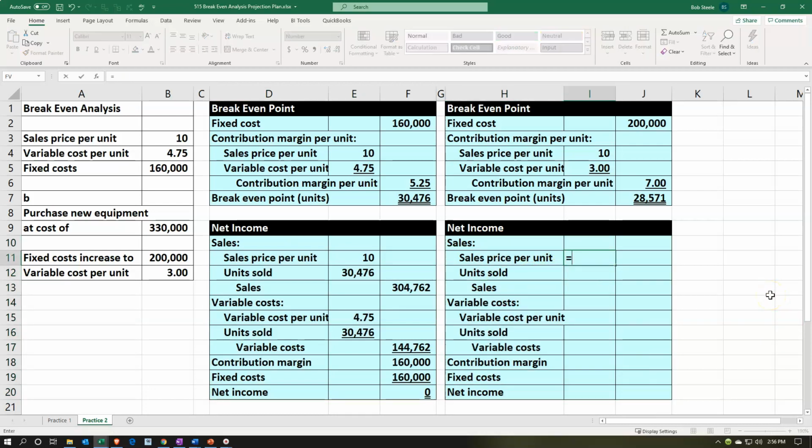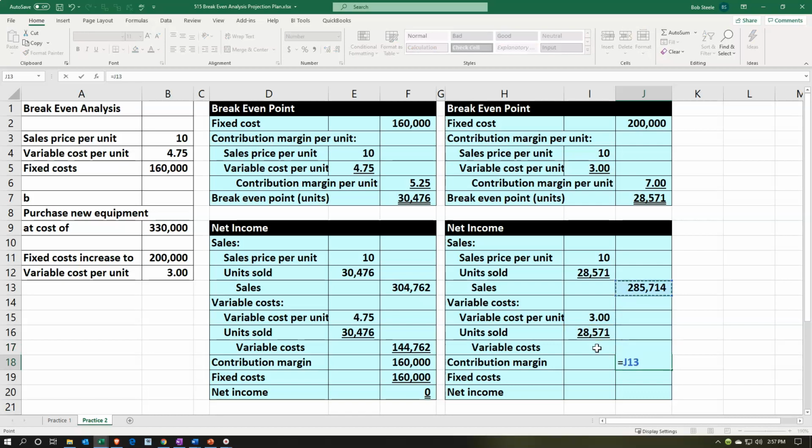Okay, so then this is going to be equal to the 10. And now the units we're going to sell are the 28,571, to prove this break-even thing. So we're going to say this is the 10 minus the 28,571. We can underline here: Home tab, font group, underline. The variable costs are now going to be equal to the $3 instead of the $4.75. And this is going to be the same units sold. Multiplying that out, we'll pick the $3 times the 28,571.